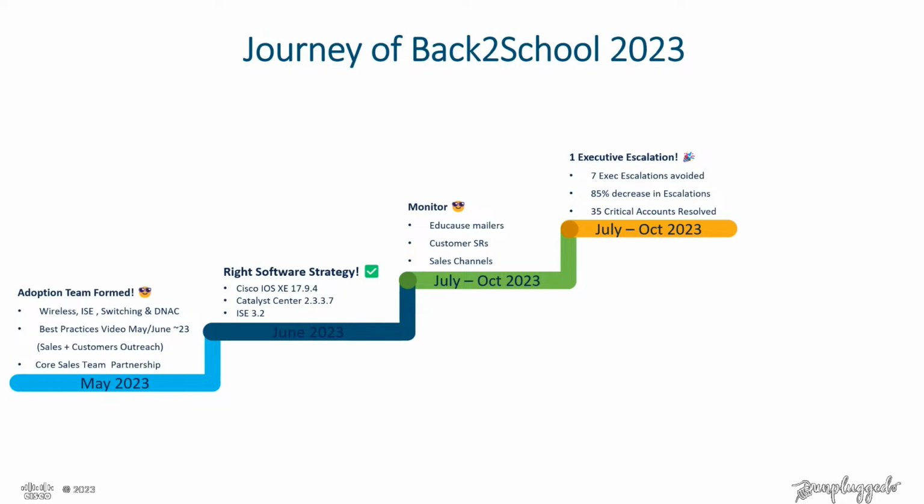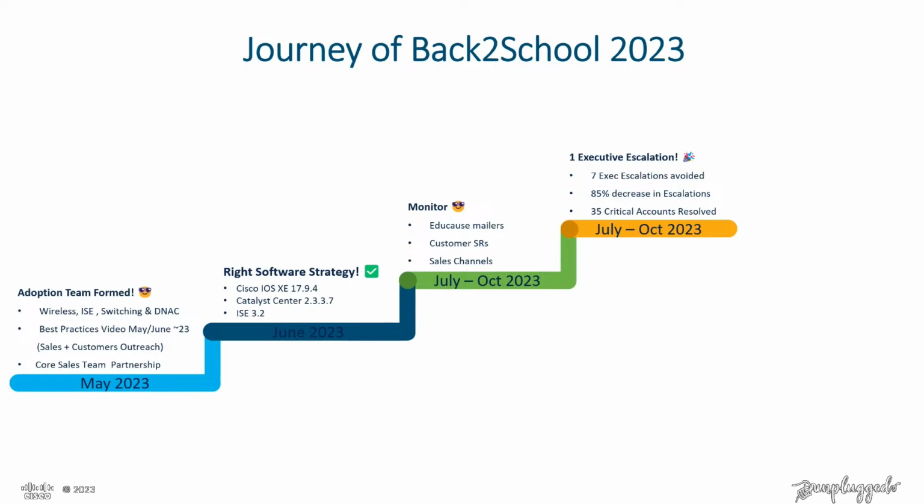So just one executive escalation. Other than that, we avoided 7 exec escalations within engineering and with the CX teams. And the great news is 85% decrease in the number of escalations compared to last year, or from back to school 2022 to 2023. It's an 85% decrease in escalations.